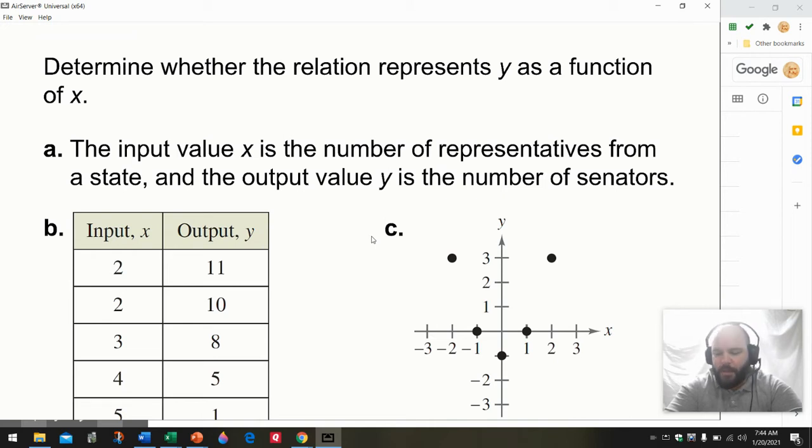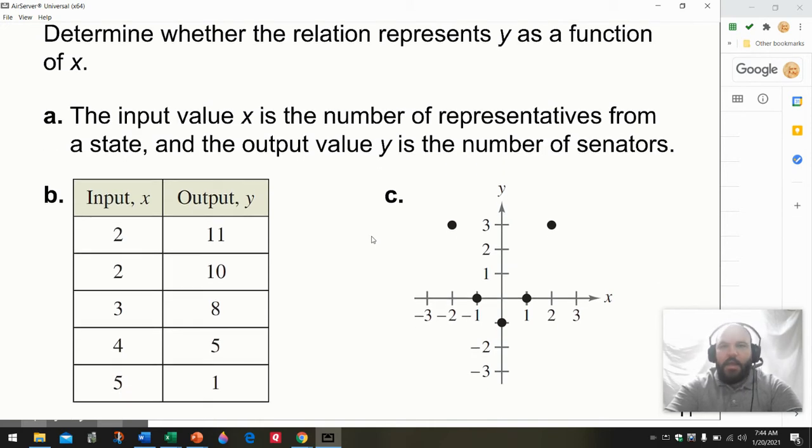Okay, so what we would have to do is know each of the representatives from each state. I do not know that offhand, but those numbers will vary based on the population of each state. But the output value is the number of senators from each state. And in this case, the number of senators in our country is always 2.